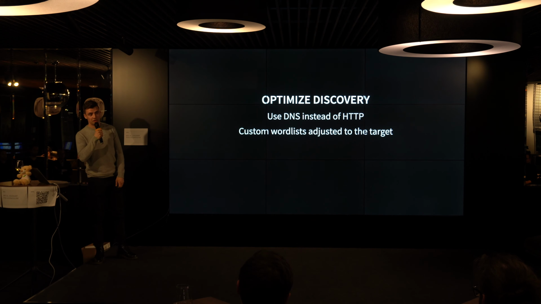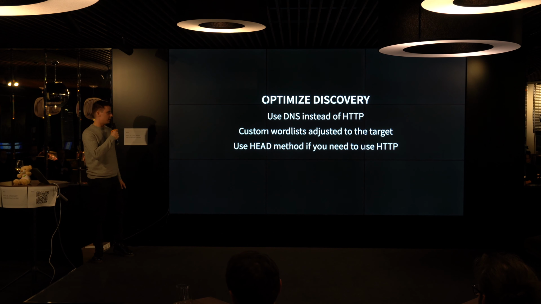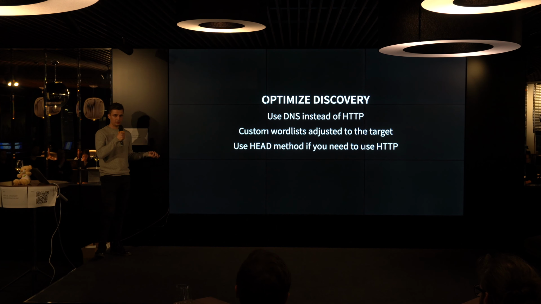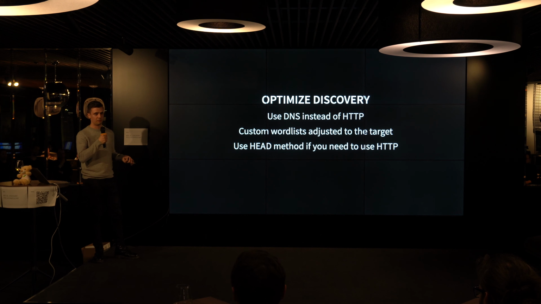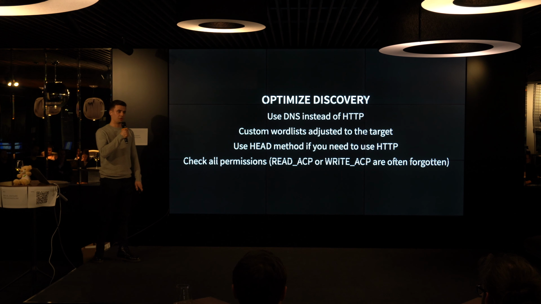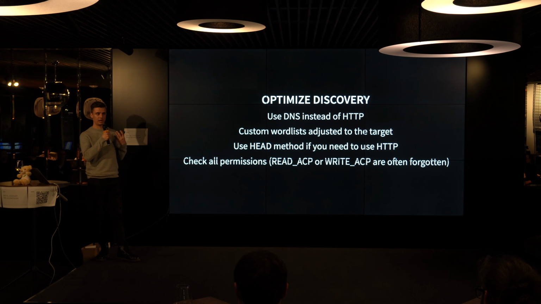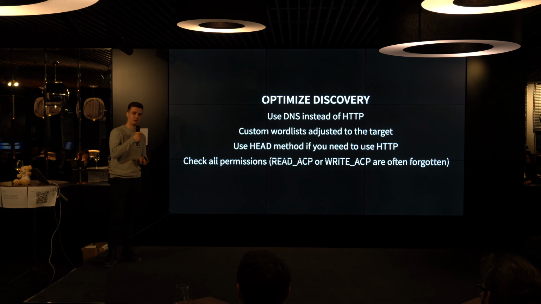You can also use a custom word list adjusted to the target. So in case they are French, you can use French words. You can use the HEAD method, in case you really need to use HTTP, instead of GET, which saves you quite some performance. And you can also check all the permissions. If you check the tools which are out there for AWS, many of them are checking only listability, which is the thing that lists all your bucket contents. But that's not the only permission which you can misconfigure.